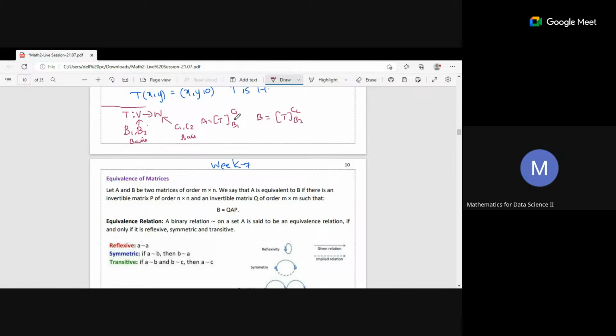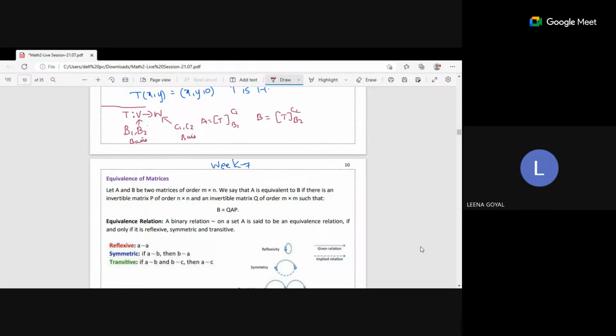But don't you think there should be some relationship between these matrices? Yes, ma'am, there should be. Yes. What is that relationship? That is what we will be seeing soon. What kind of relationship will it be? We will get an answer from the week 7 topic. So just remember this question. We will answer it soon.